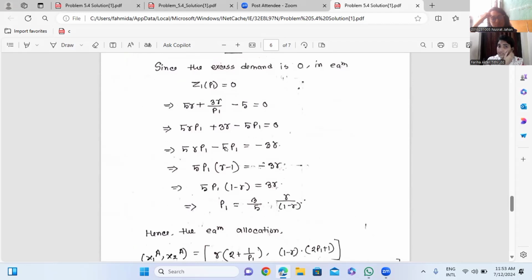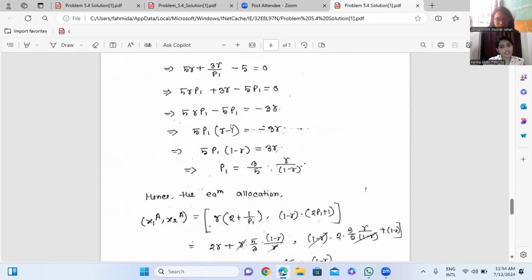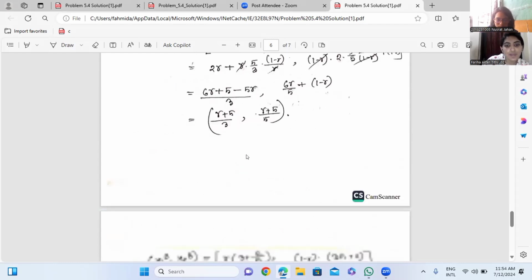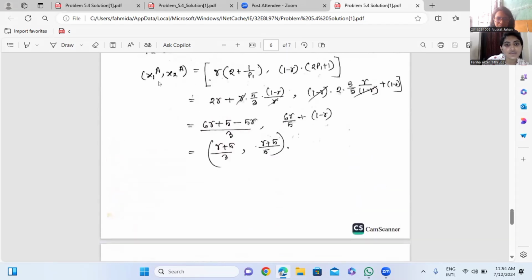Now, competitive equilibrium allocation is the allocation where the market clears. Demand is equal to supply. Now I am putting the excess demand equal to 0 and doing the further calculation, and I find that P1 is equal to 3.5 into 3 by 5 into gamma by 1 minus gamma. So this value of P1, I am putting it into the Walrasian demand that we have found in part A or part B. After putting the value of P1, we have found X1A, X2A: gamma plus 5 by 3, gamma plus 5 by 5.